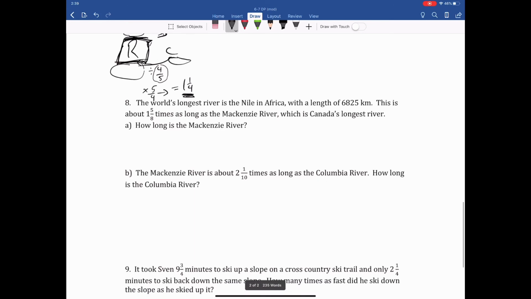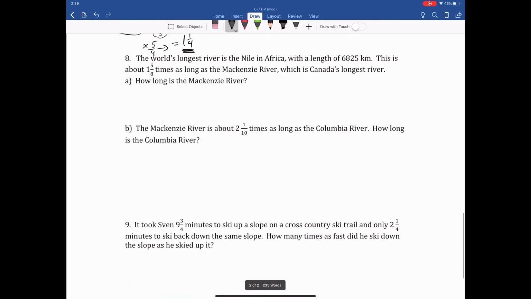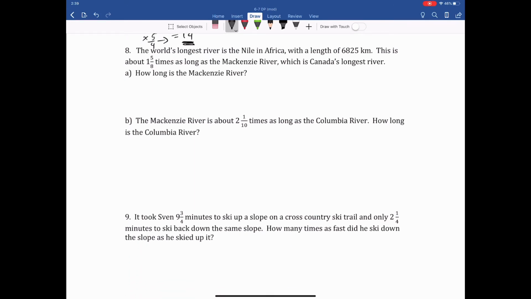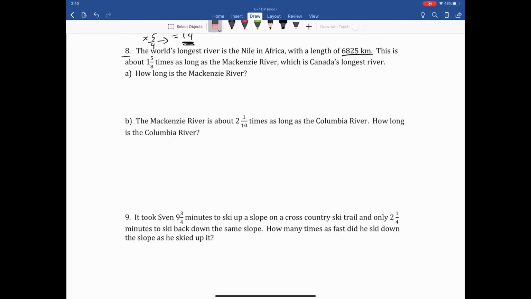So let's look real quick at this one. The world's largest river is the Nile in Africa, and it gives its length. This is about 1 5/8 times as long as Mackenzie. With this one, I can see that the Nile is the bigger one, and the Mackenzie is the small one.